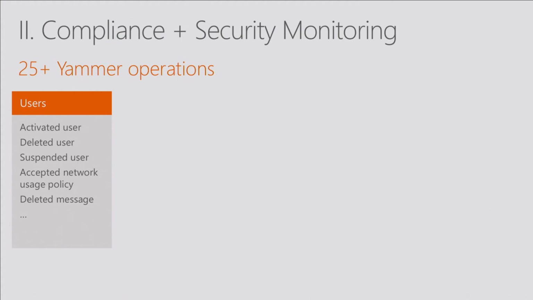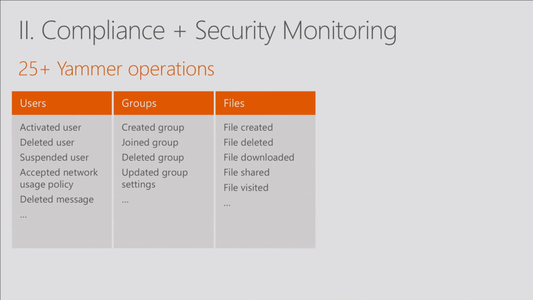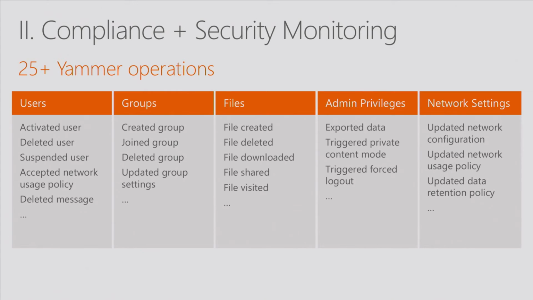There's a whole set of operations around users, when somebody got activated, when a user got suspended, when somebody accepted the network usage policy. A whole set of operations around groups, around files, so you'd be able to know when a file was created, who shared it, who visited it, and so on. A whole set of admin privileges, for example, if somebody performed a data export in your network, if somebody updated the usage policy, and so on. And then finally, a variety of network settings.